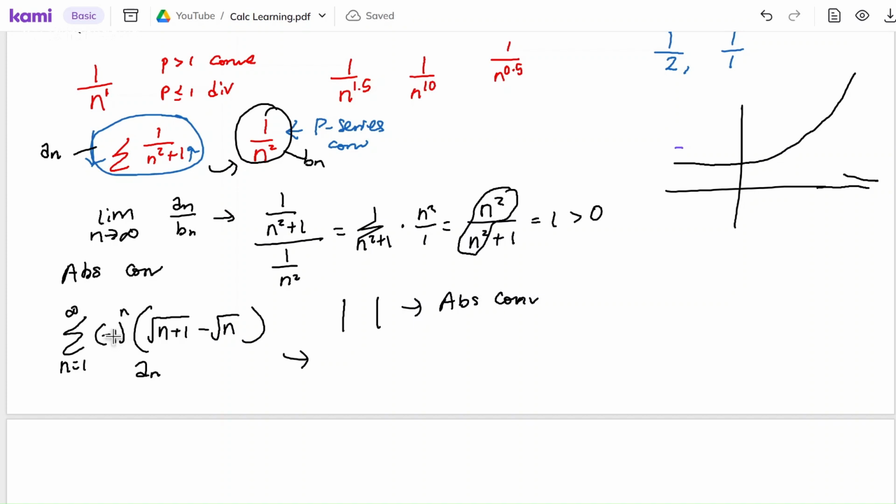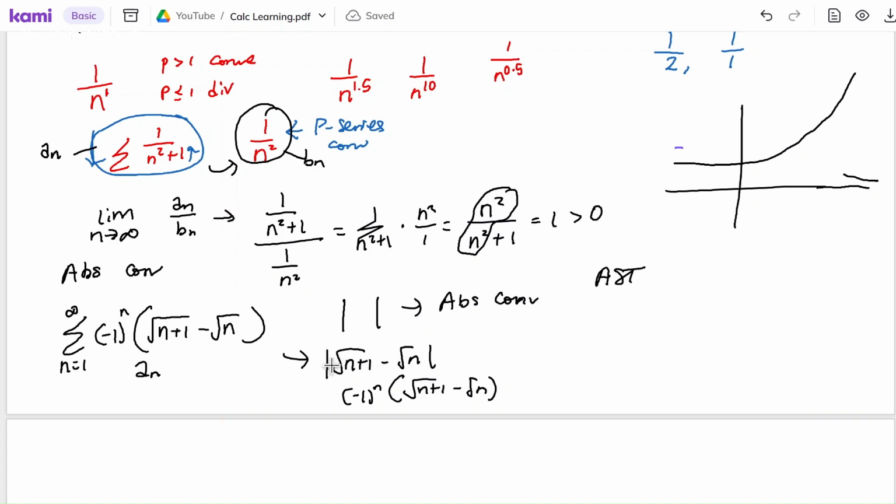It makes it alternate because it goes -1, then 1, then -1, then 1. If you take that out, take the absolute value, you're just left with this part of it. So you're just left with the square root of n plus 1 minus the square root of n. And if this absolute value is divergent, then you find if this whole thing converges with the alternating series. In this problem, I'm going to do that using the alternating series test, the AST.